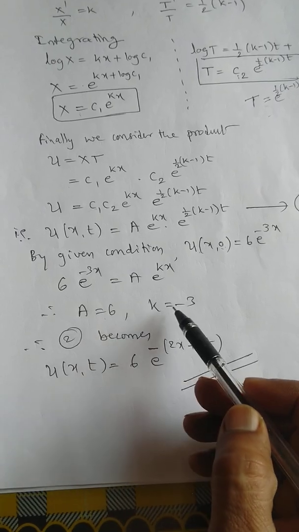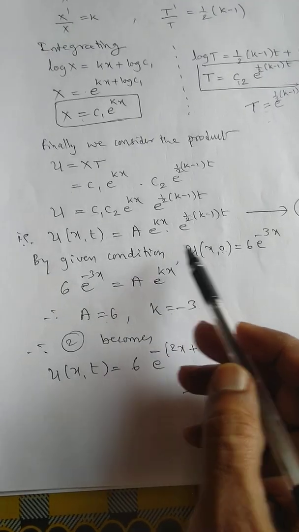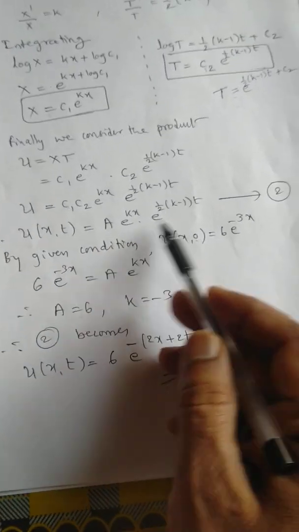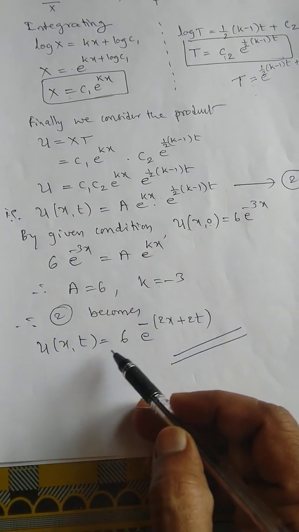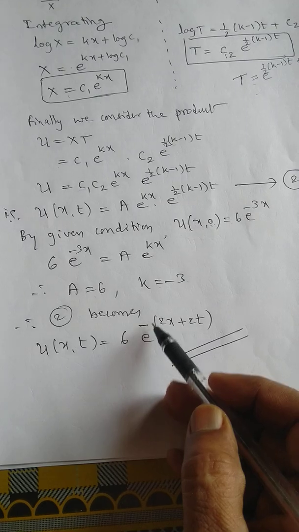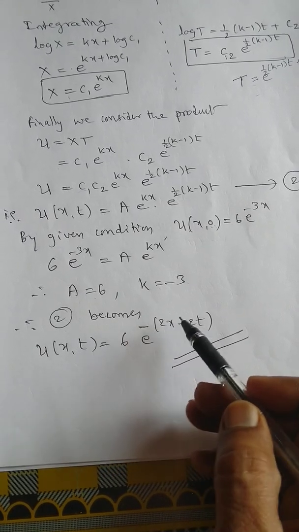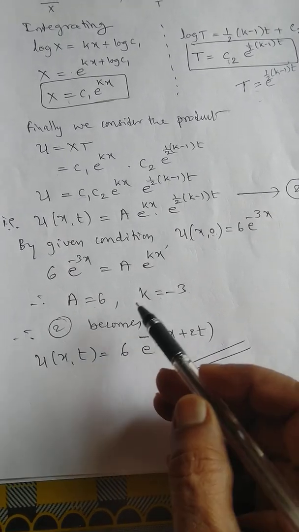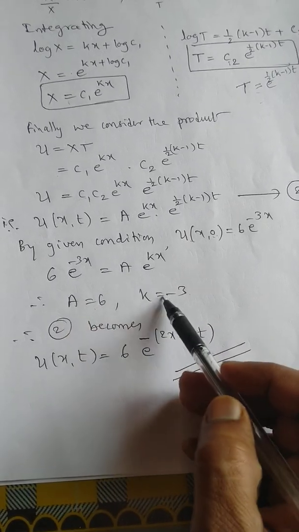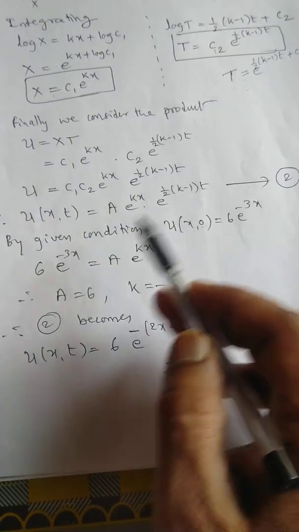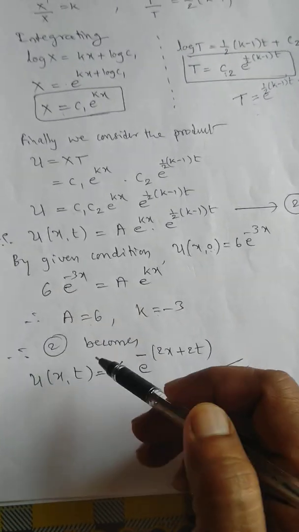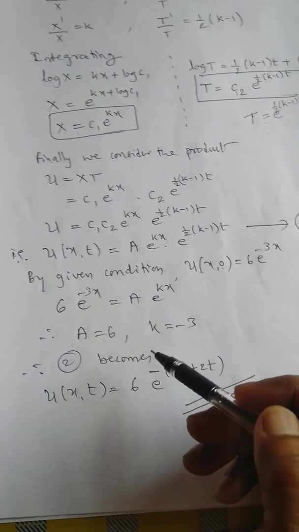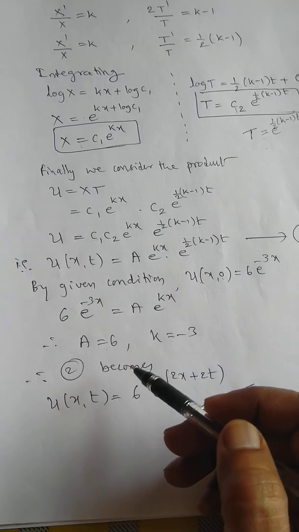Substituting A is equal to 6 and k equal to minus 3 in the solution, in the second equation, and simplifying, we have u(x,t) is equal to 6 e raised to minus of 2x plus 2t. Simply substitute A and k in the general solution. This is the general solution. And this is how we use the additional conditions and calculate the arbitrary constants.